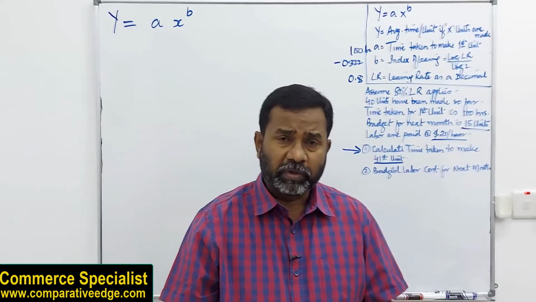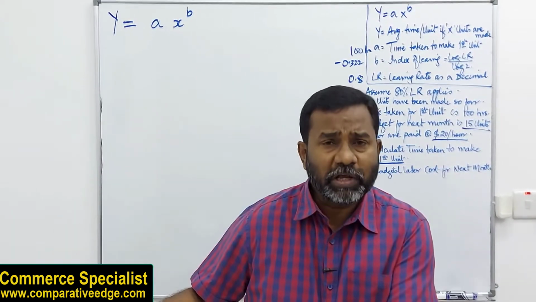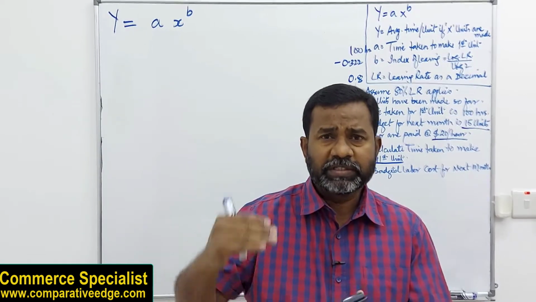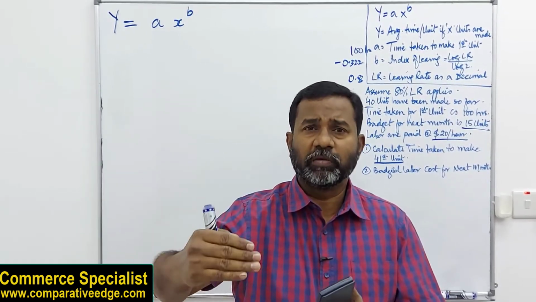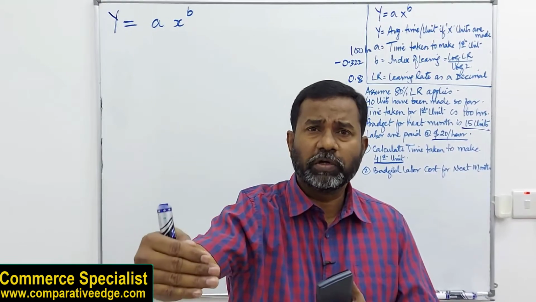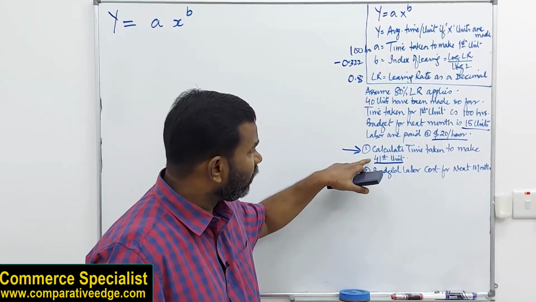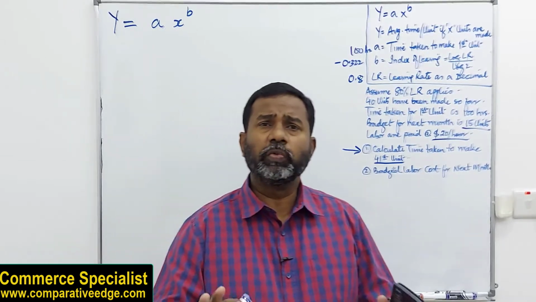As I told you, in the cumulative average time learning model, we can calculate the time taken for the first unit, second, means when production doubles, total 4 units, total 8 units. But not in between. Here we can do that. They're asking for the 41st unit. So how do we begin?